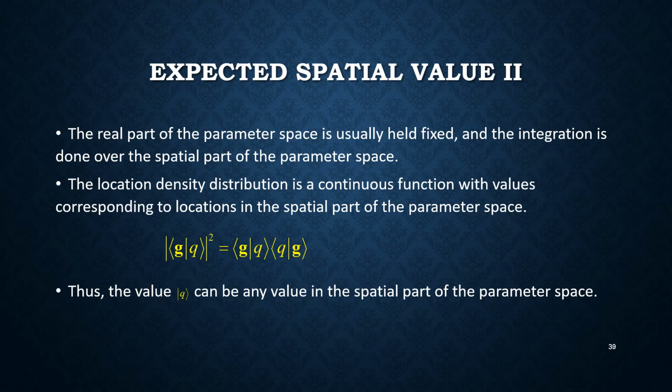The real part of the parameter space is usually held fixed, and the integration is done over the spatial part of the parameter space. The location density distribution is a continuous function with values corresponding to locations in the spatial part of the parameter space. Thus, the value q can be any value in the spatial part of the parameter space.